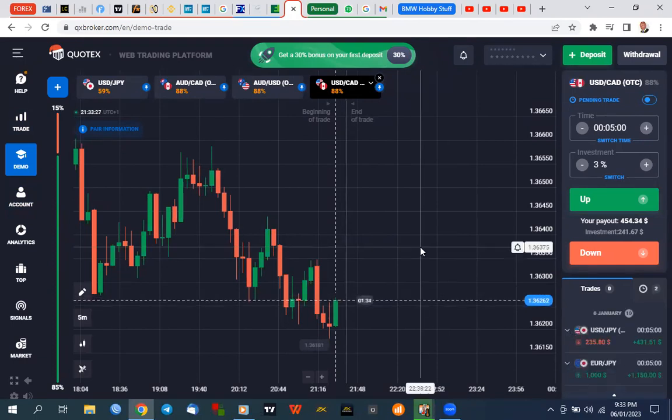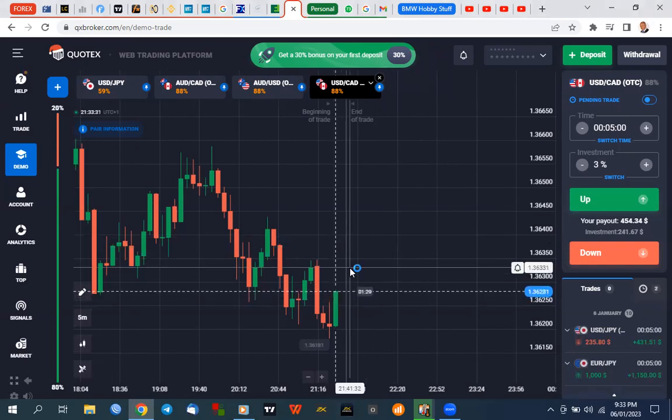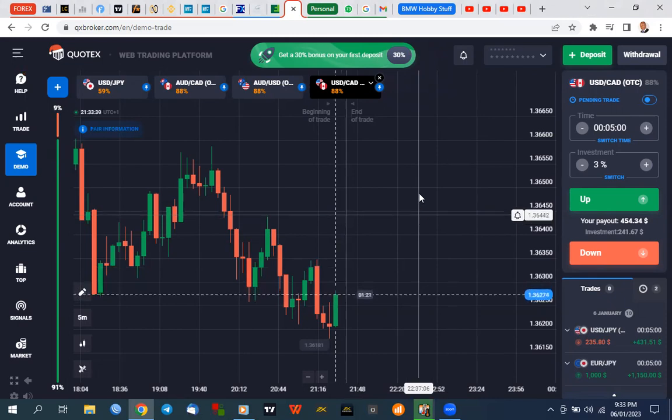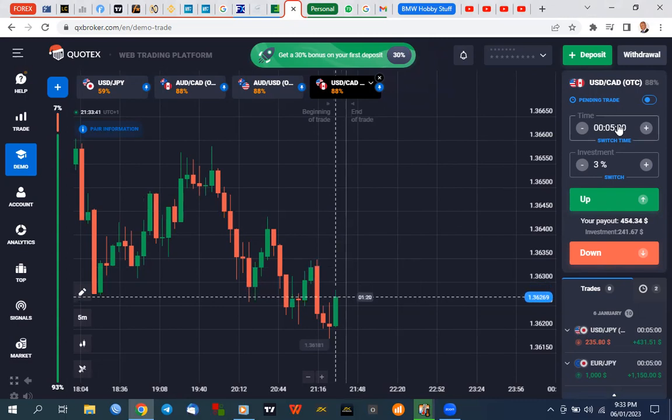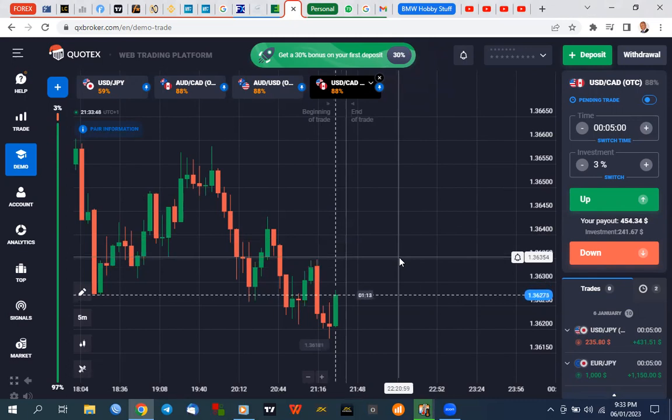So that works. Now, the difference between binary trading and MT4, MetaTrader 4, is that binary trading is time-based trading. You set it for 5 minutes, the trade will run for 5 minutes, and it will close by itself in 5 minutes. MetaTrader 4, on the other hand, is volume-based trading, meaning that when the take profit price is reached, it will close.